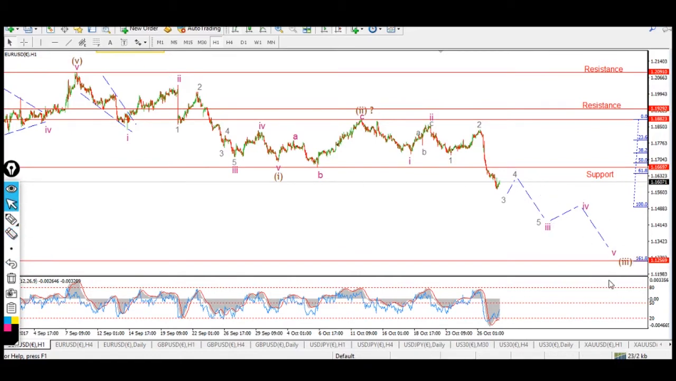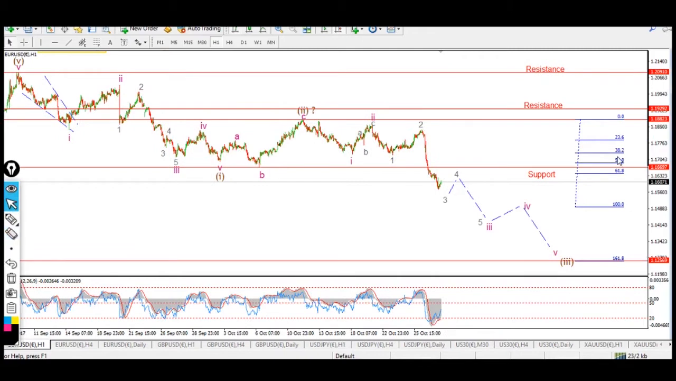So the initial target for wave 3 brown is given by this Fibonacci extension here. Take the overall distance traveled in wave 1, projected from the high of wave 2, and you get the 161.8% projection, and that gives us a price of about 112.56. So we're looking at about the 112 area from here. We're at 116 right now.